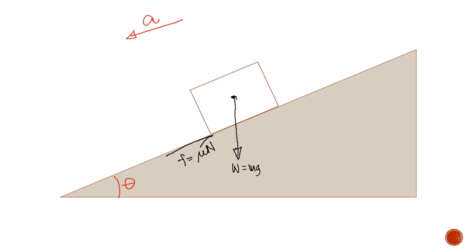Now, if we try to draw the components of that weight, let us have that as a red one. Pardon the drawing. This will be W sub y, and this one will be our W sub x.